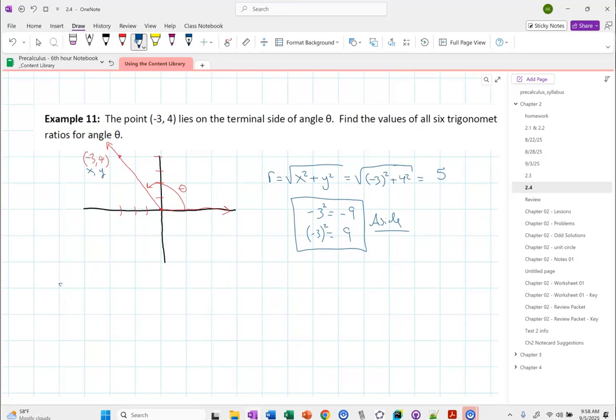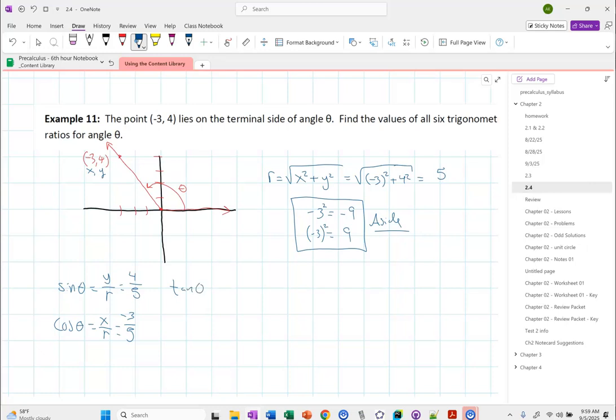So, here we go. Sine theta is y over r. So that's 4 over 5. Cosine theta is x over r. So that's going to be -3 over 5. Ellie, what's up? Sure.